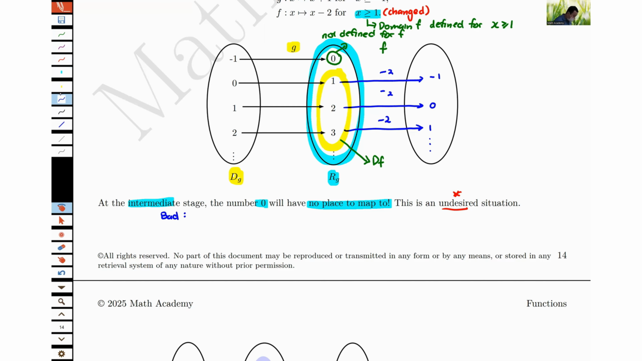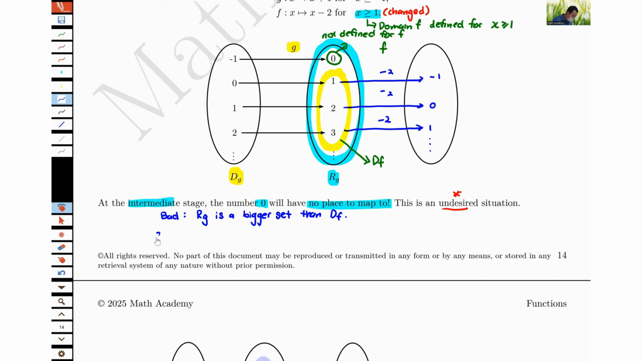Okay, so let me write down in words. What is bad? Range G is a bigger set than domain of f. If you get that bigger set, we will be stuck because we will get a certain value that I cannot define for f.